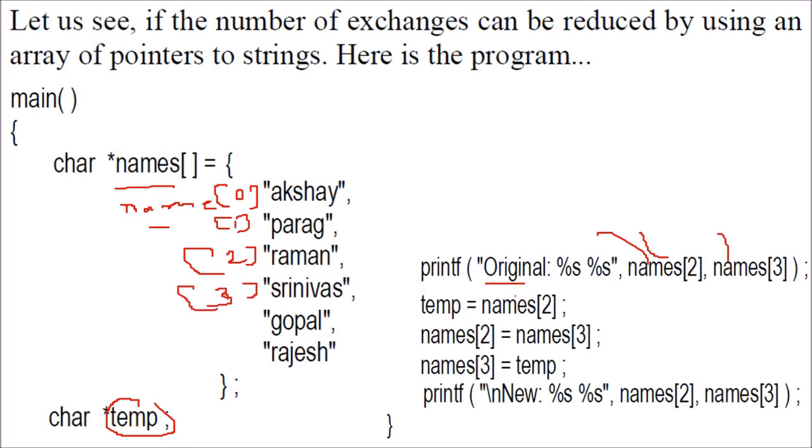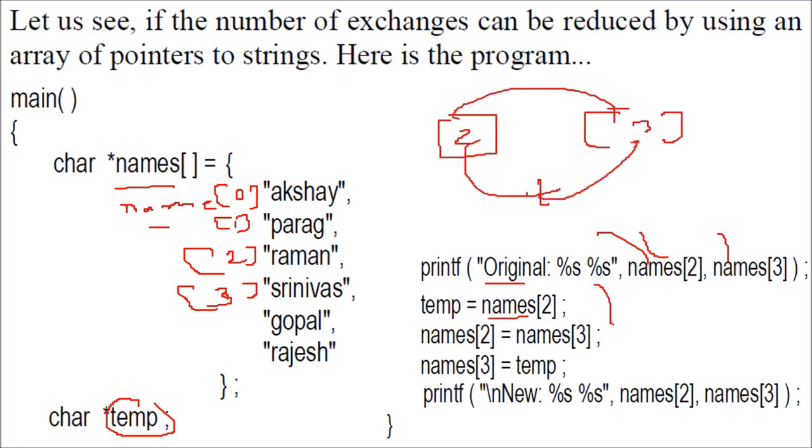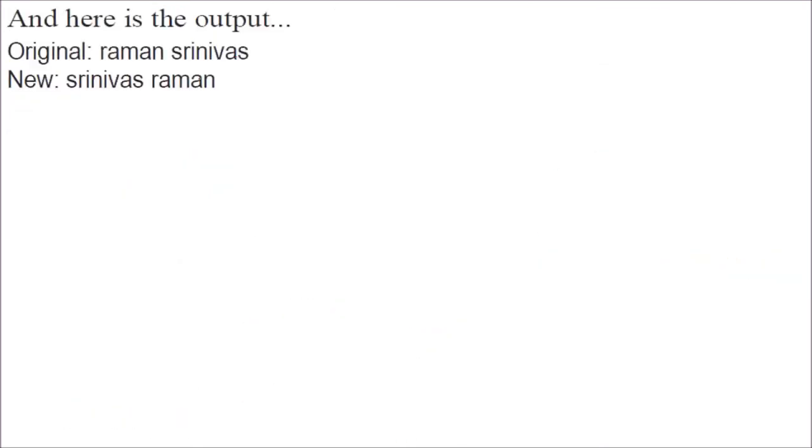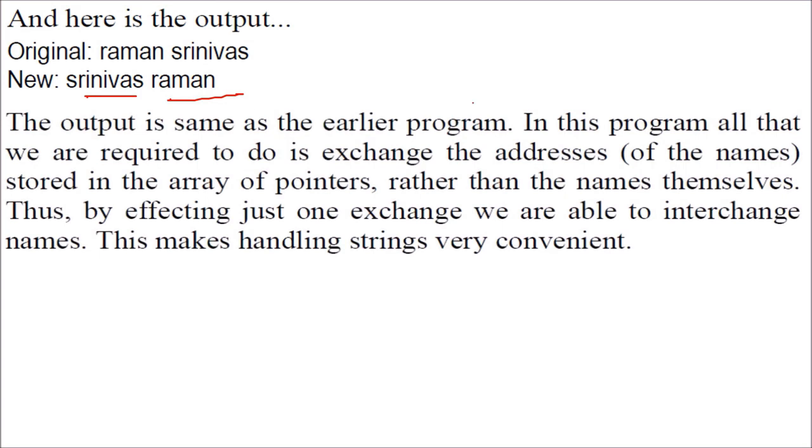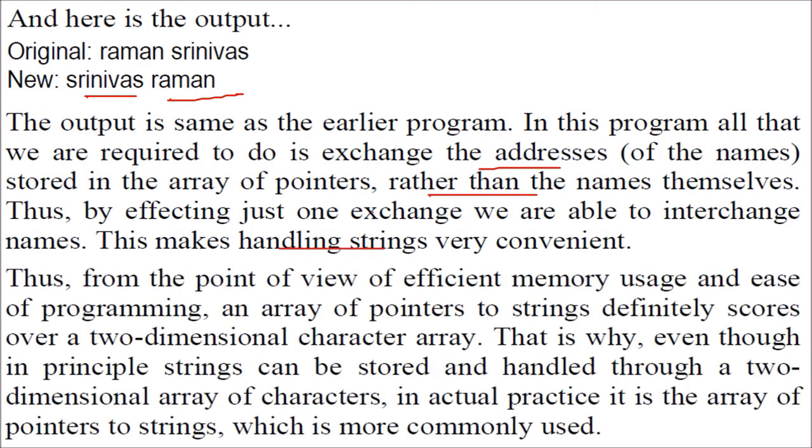Now what we are trying to do here is, because these are addresses, we have name[2], name[3], and this is T. First we transfer name[2] to T, then name[3] to name[2], and then T to name[3]. When we print this, Raman will be Srinivas, Srinivas will be Raman. We have just changed the addresses or pointers. Again we get the same result, that is the exchange. In this program, the only thing we required was to exchange the addresses, nothing else. We are not doing a character by character exchange. So this will make the handling of strings very convenient.